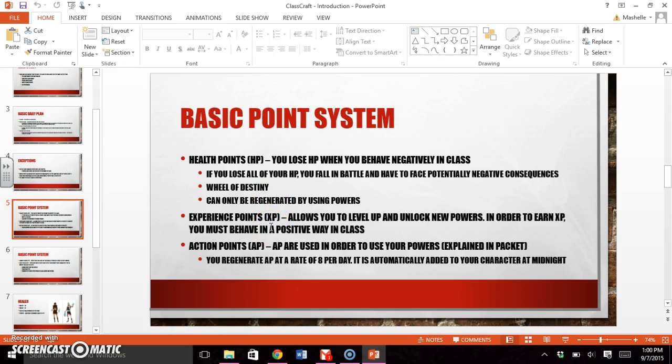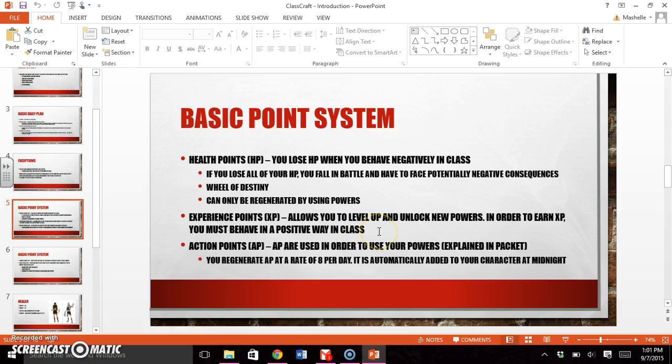Experience points. Now, the idea here with experience points is this is how you level up. So when you level up, you unlock new powers. In order to earn XP, you have to behave in a positive way in class. And I'll show you the specifics on the health points and the experience points when I actually go back to the website in just a minute.